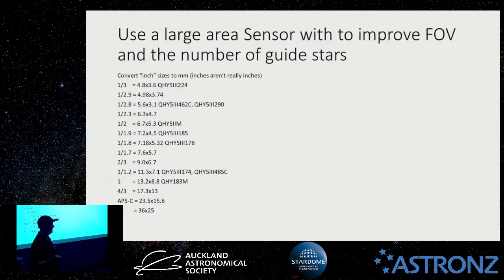If you're going to buy a guide camera, buy one with a big sensor. And this is just a table to convert between inches, which is the size they measure sensors in, but it's not an inch. 1/3 isn't 1/3 of an inch.